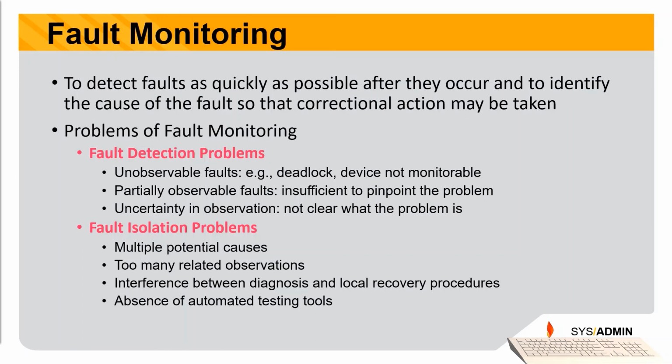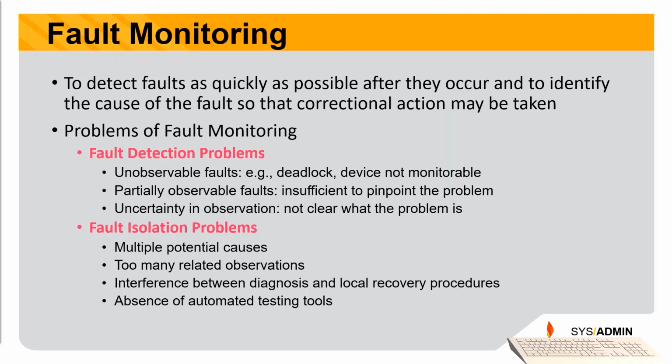So multiple potential causes, too many related observations. Sometimes this is our problem. We have a lot of information, a lot of inputs, and we have a hard time digesting it. Okay, so we have too many related observations. That is why it slows us down in solving the problem.